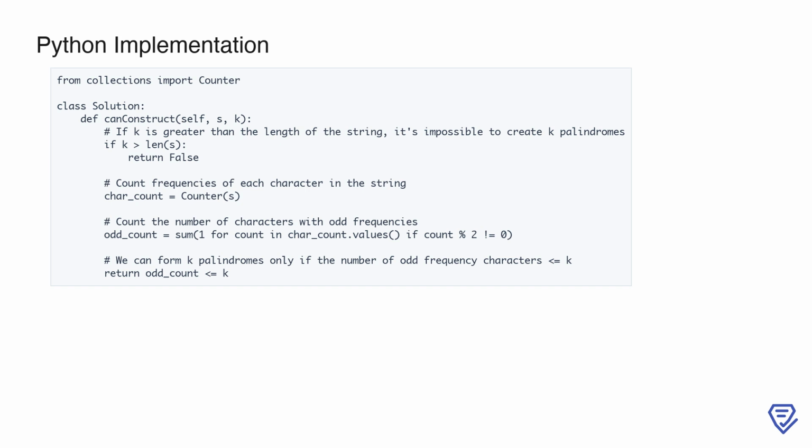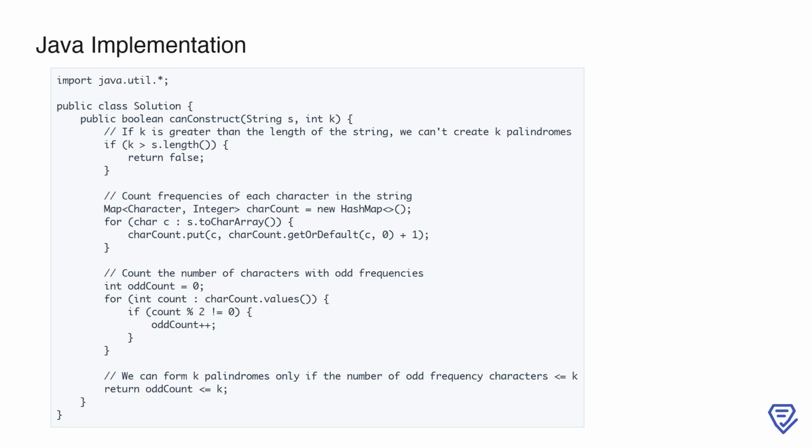This solution is efficient with a time complexity of O(n), where n is the length of the string, as we only iterate over the string once to calculate frequencies and once to count odd frequencies. The space complexity is O(1) for the frequency dictionary since it contains at most 26 entries, one for each lowercase English letter. This is the Java implementation of the LeetCode problem number 1400, Construct K Palindrome Strings.